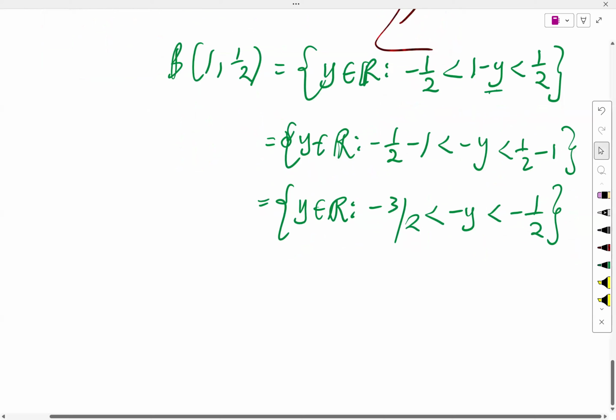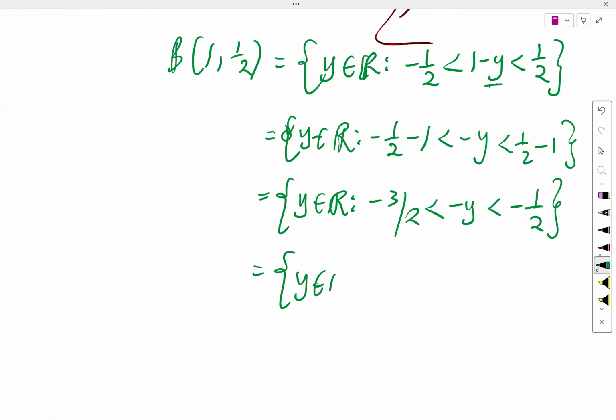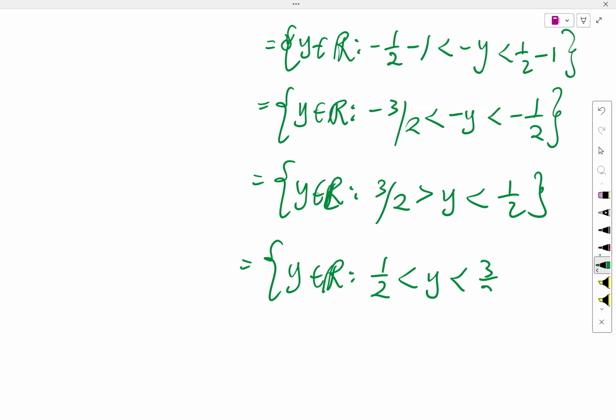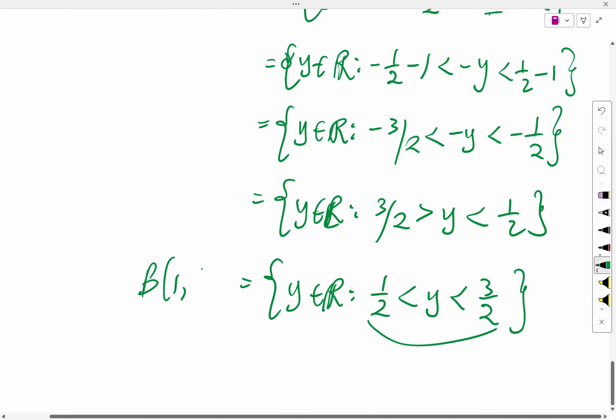Correct? Now you see minus y is in the center and you want to get rid of the minus. So you can multiply through by minus 1. Once you multiply through by minus 1, the inequality signs will be reversed, because minus 3 over 2 is less than minus 1 over 2, but after multiplying, half is going to be less than 3 over 2. So you have 3 over 2 greater than y greater than half. And you can rewrite that as y belonging to R such that half is less than y is less than 3 over 2.